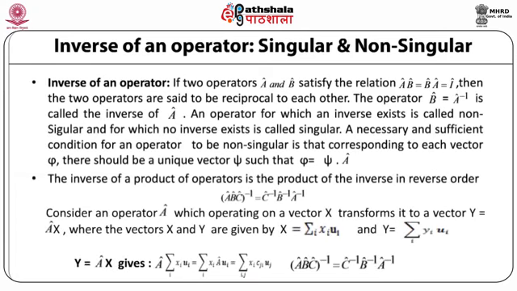The inverse of a product of operators is the product of the inverses in reverse order. Mathematically, this can be written as: the product of operators A, B and C within brackets, whole inverse, is equal to the inverse of operator C into the inverse of operator B into the inverse of operator A, or is equal to the product of the inverses of operators C, B and A.